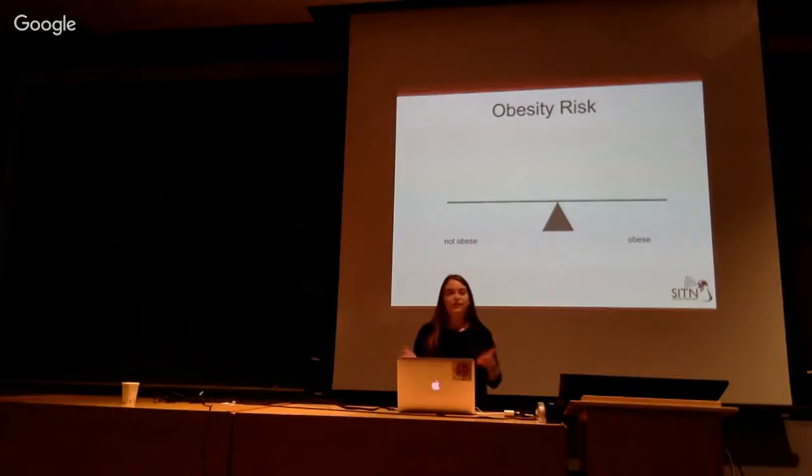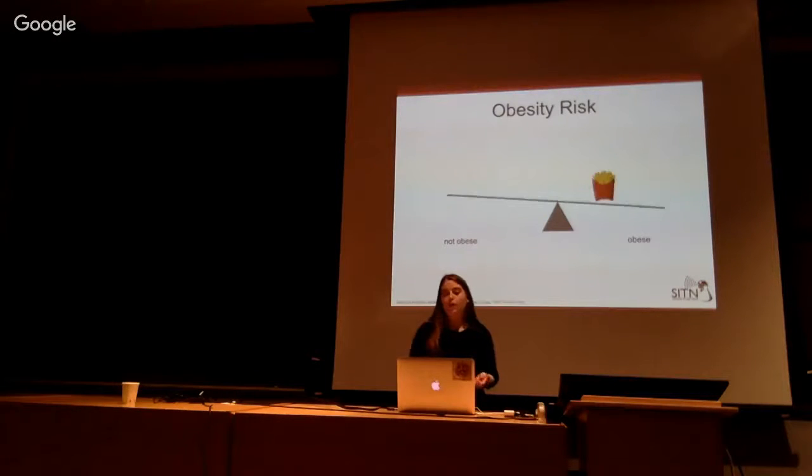Okay, so what actually puts a person at risk of becoming obese? If I drew a scale, and on the left I said not obese, and on the right I said obese, how do we get the scale to tip in favor of obesity? What goes into that? So one thing is a poor diet. If you eat a poor diet, you're going to be more likely to be obese. If you don't exercise, if you lead a sedentary lifestyle, you're also more likely to be obese. And there are medications that you can take which have weight gain as a side effect. So those would also increase your risk of being obese.